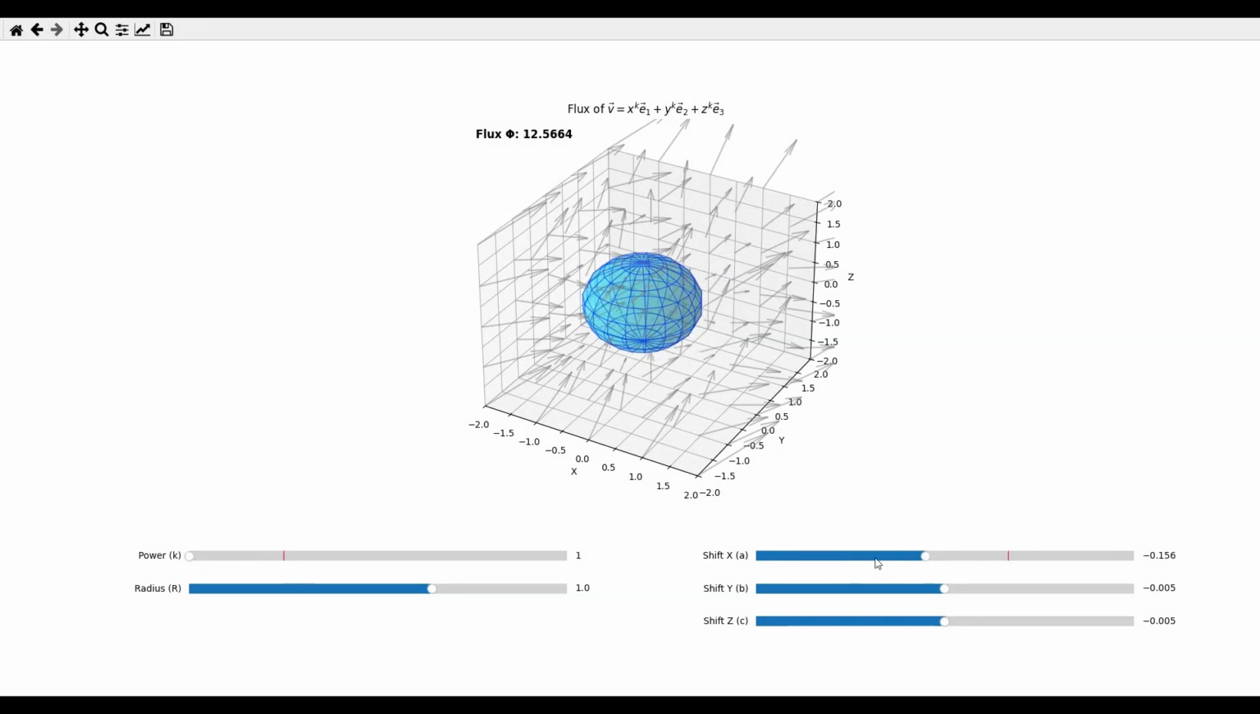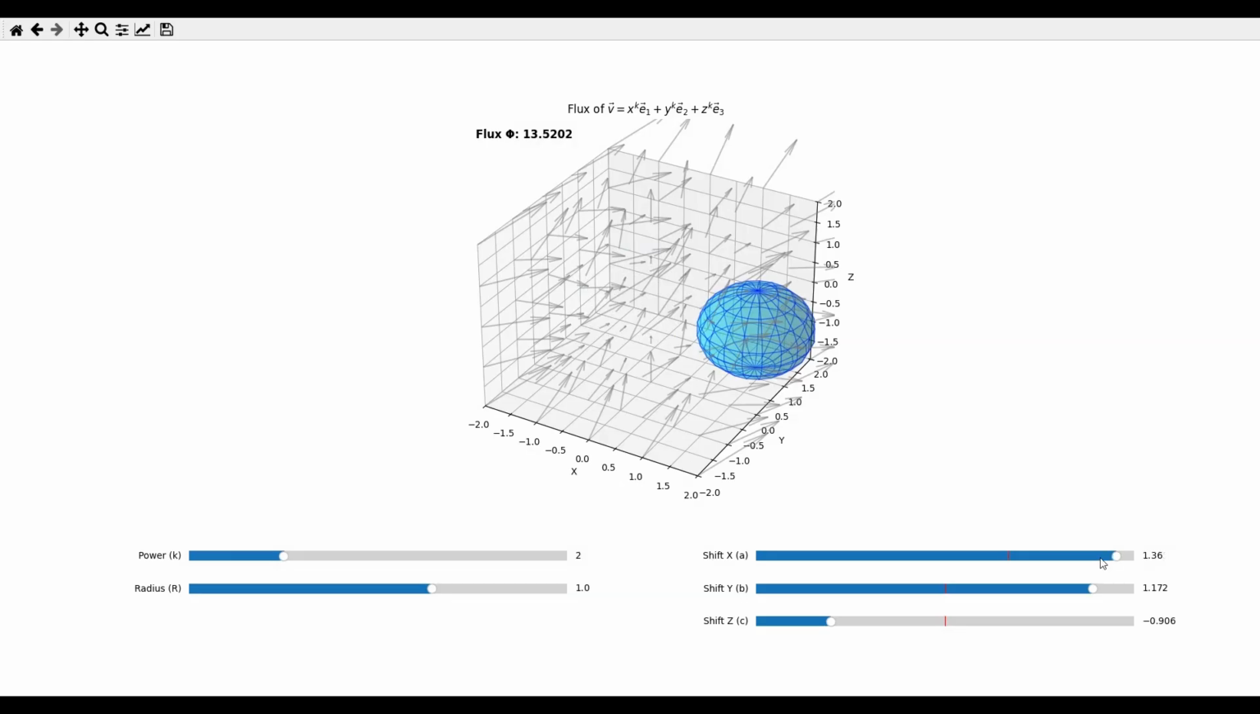The zero flux result for even powers is highly sensitive to the sphere's position. The constant flow case. If the flow's expansion rate is the same everywhere, moving the sphere doesn't change anything. The same amount of stuff escapes the sphere regardless of where you put it.